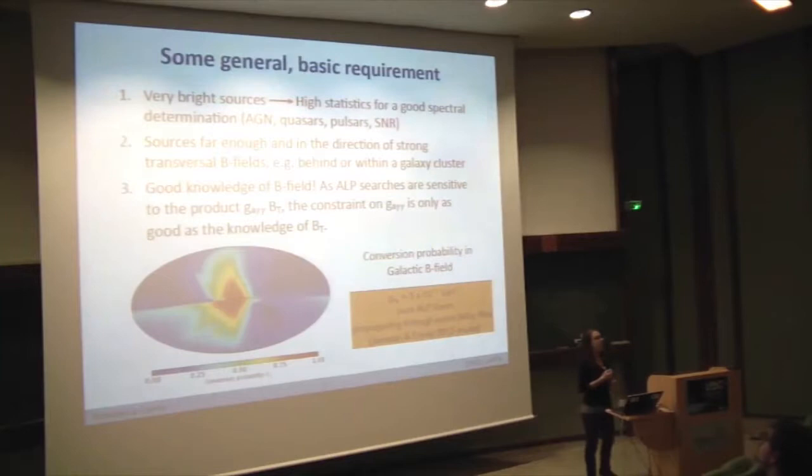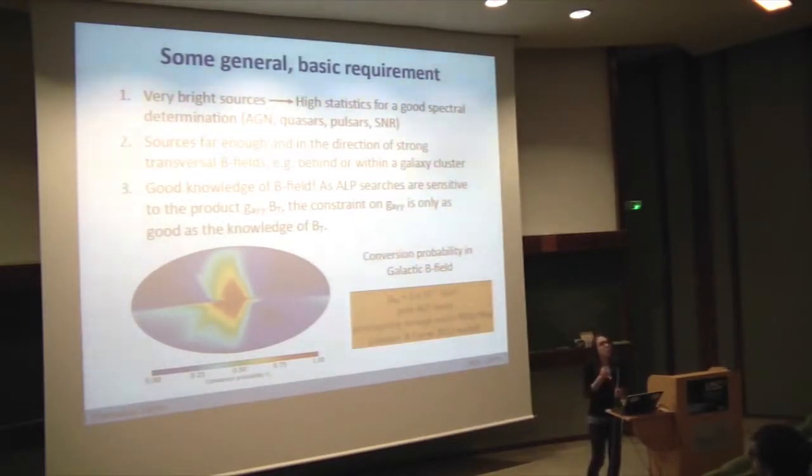So if you want to study spectral irregularities in the spectrum of high energy sources, what you need are some basic requirements. First of all, you need very bright sources as a target for your search, because you want high statistics in the data points in order to really be able to claim that there is a spectral signature. Then the source should be far enough and along a direction in which you have a strong magnetic field in order to maximize the probability of conversion.